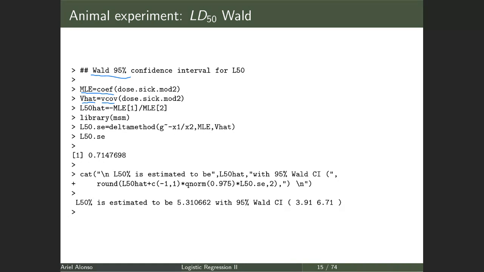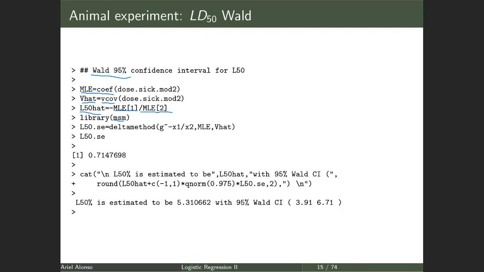What you're going to do here is construct your LD50. Here you have the ratio of the intercept and the slope, with a minus sign. And then you have this function in the library msm. What is that? It's the delta method. You remember we used it in the inference lecture number 1.